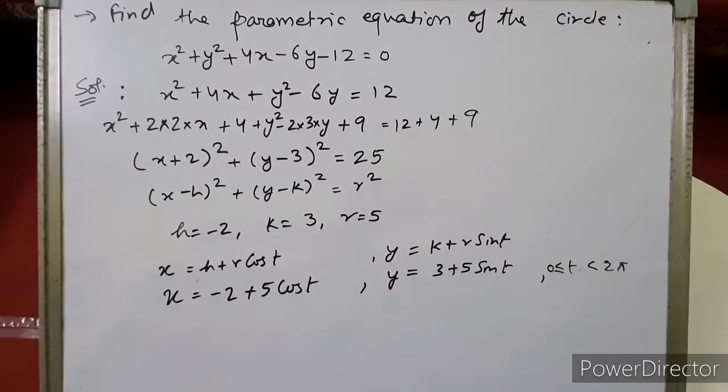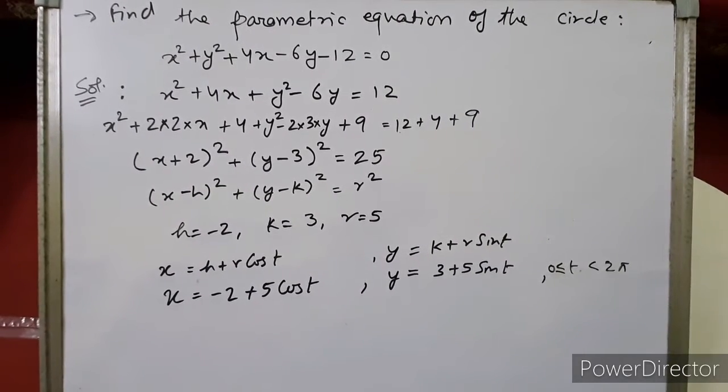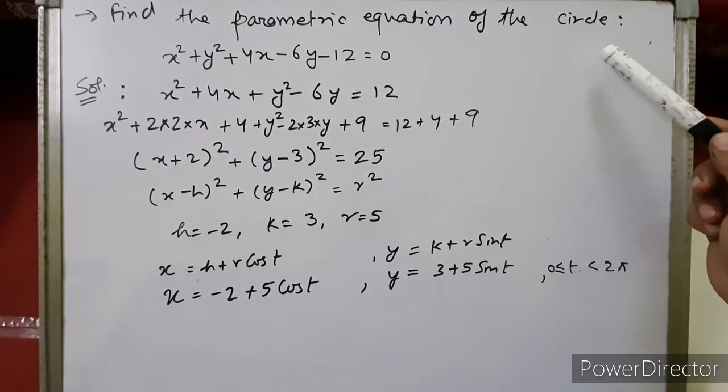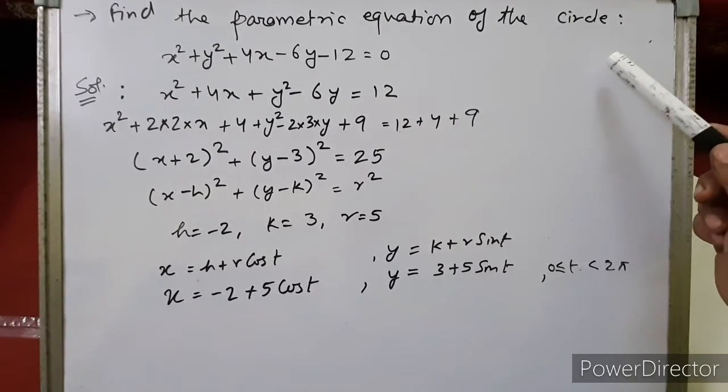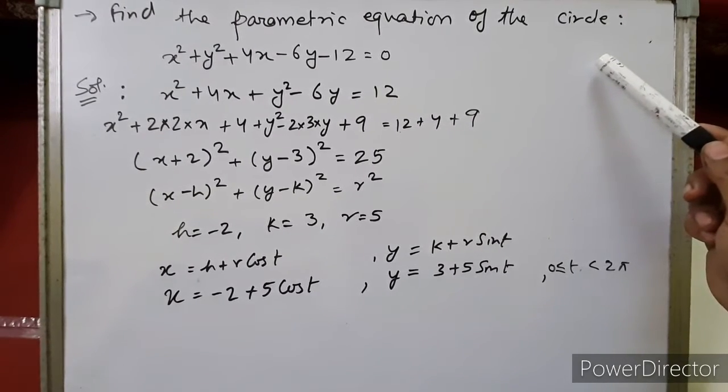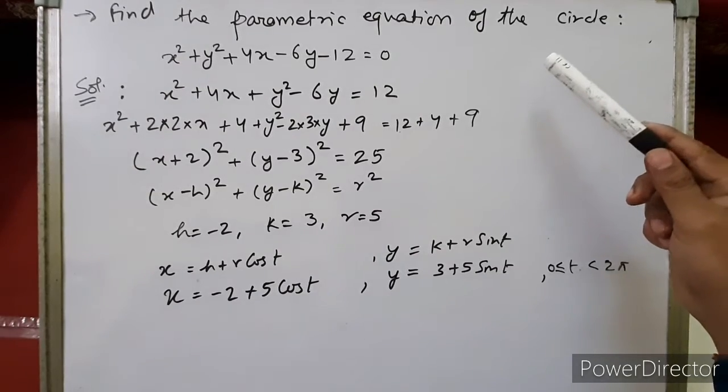Let's see this sum, children. Here we have to find the parametric equation of the circle whose equation is given to us as x square plus y square plus 4x minus 6y minus 12 equals 0. So let's see how to solve.